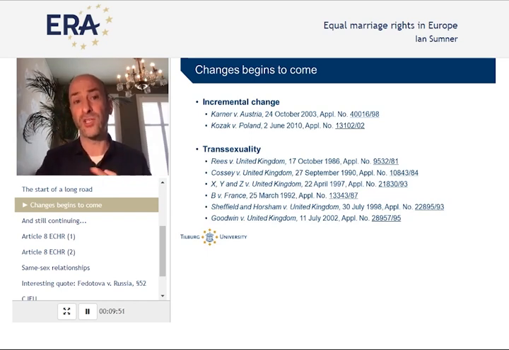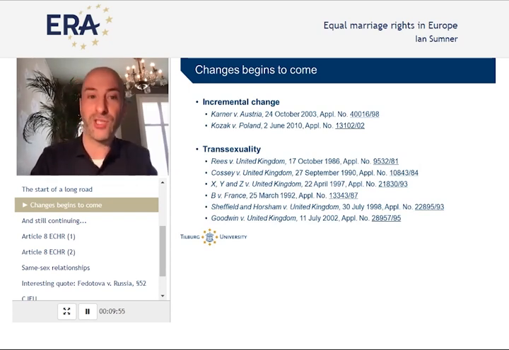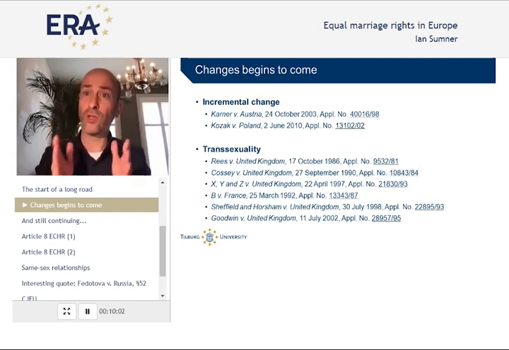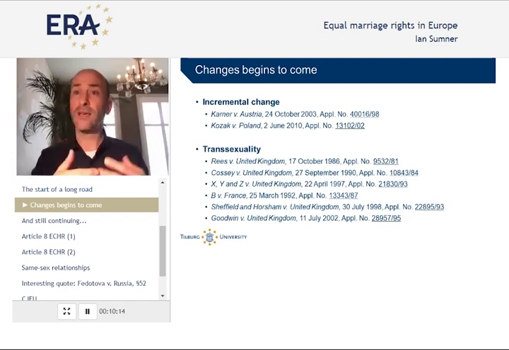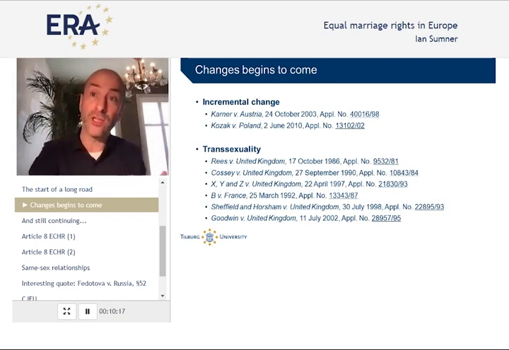Transsexuality cases mainly dealt with the United Kingdom in the beginning, with one exception of France, with B versus France. But this all had to do with the fact that the birth certificate in the United Kingdom was an historical document. And that historical document registered your sex at the time of birth and was not open to change throughout your life. As a result, transsexuals who changed their sex from their birth sex during their lifetime were not able to change the sex on the birth certificate.